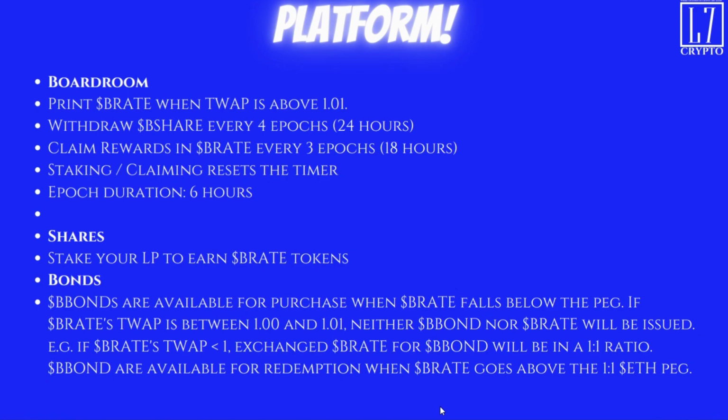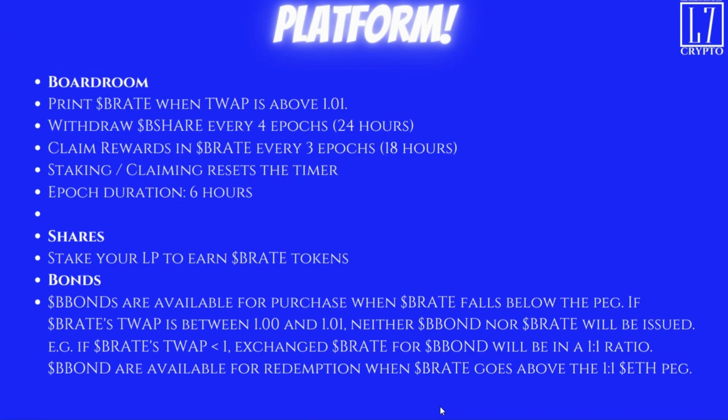Shares, of course. Stake your LPs and you can earn your B rate tokens. In the bond, when it does go under $1.01, you're going to have the ability to purchase bonds. The B bonds are available for purchase when B rate falls below the peg. Now, if the B rate TWAP is at $1.01, neither B bonds nor B rate will be issued. If the B rate's time-weighted average price is less than 1, the exchange of B rate for B bonds will be at a ratio of 1-to-1. The B bonds are available for redemption when B rate goes back above the 1-to-1 ETH peg, because B rate is pegged to Ethereum.